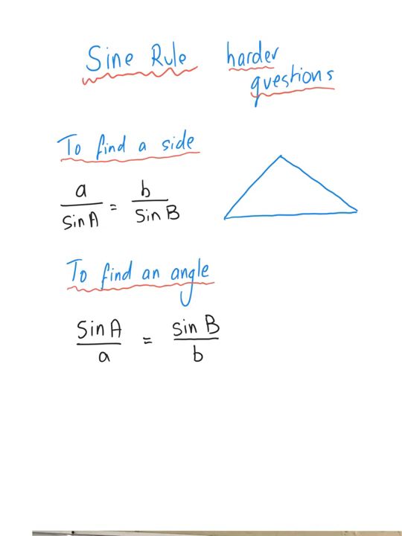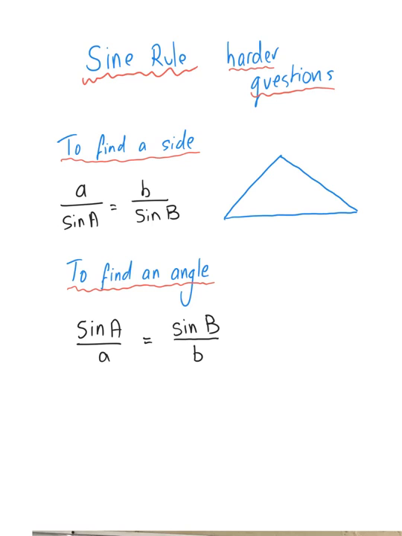Okay, let's have a look at some harder sine rule questions. Remembering the formulas that we have here, we have a divided by sine A equals b divided by sine B. We can use the sine rule written this way if we want to find a side length. It just makes the solving a little bit easier.